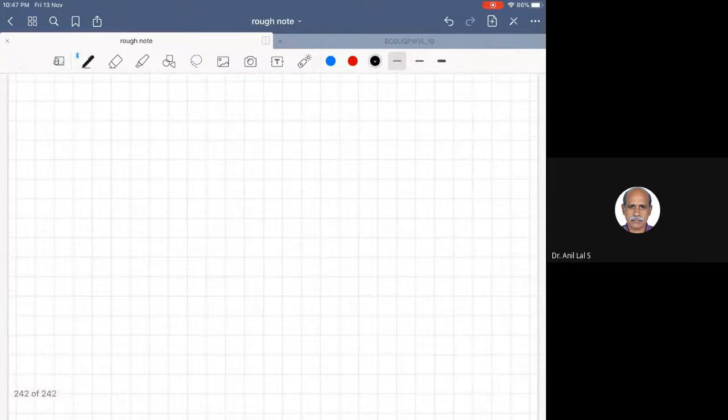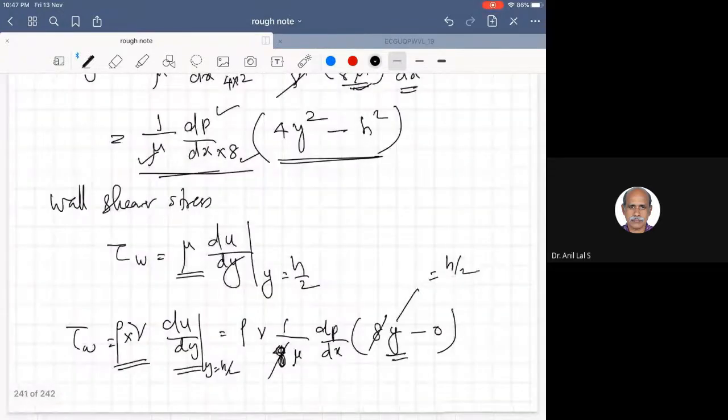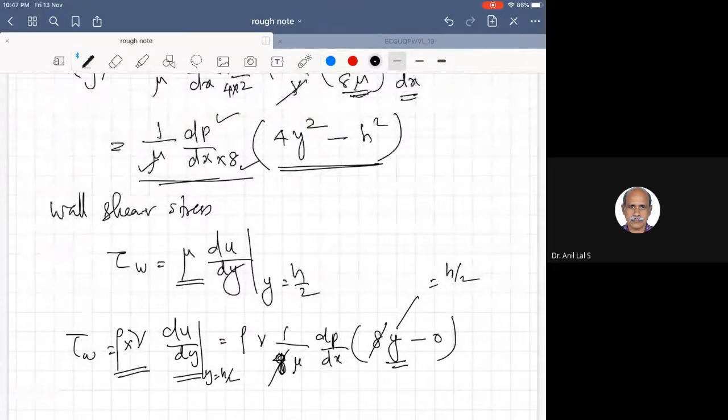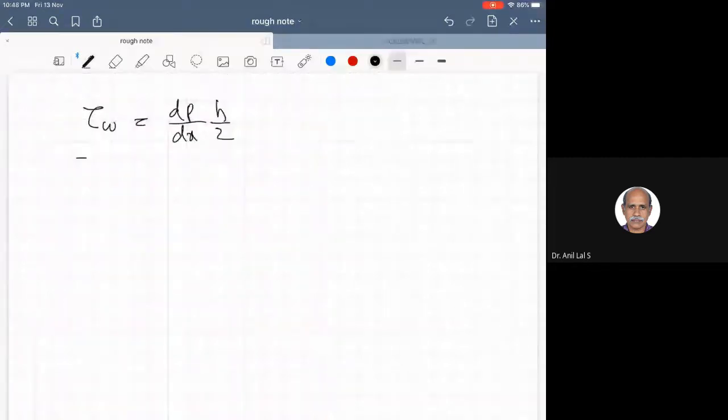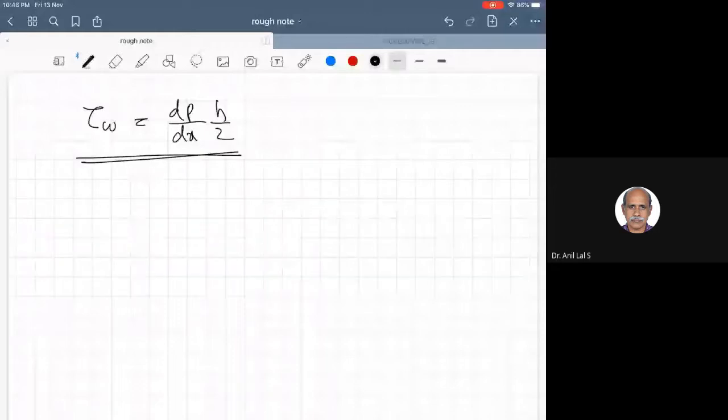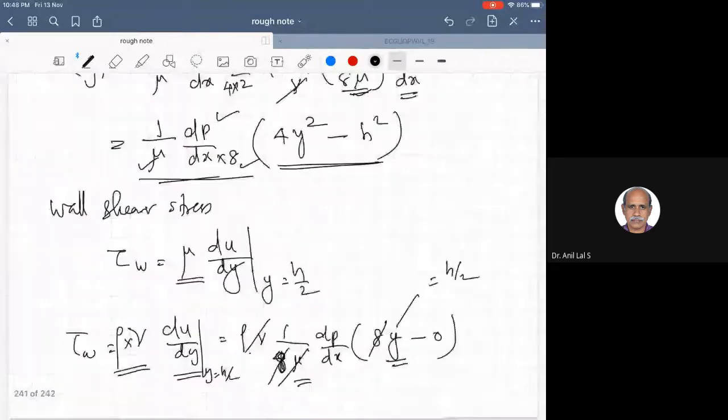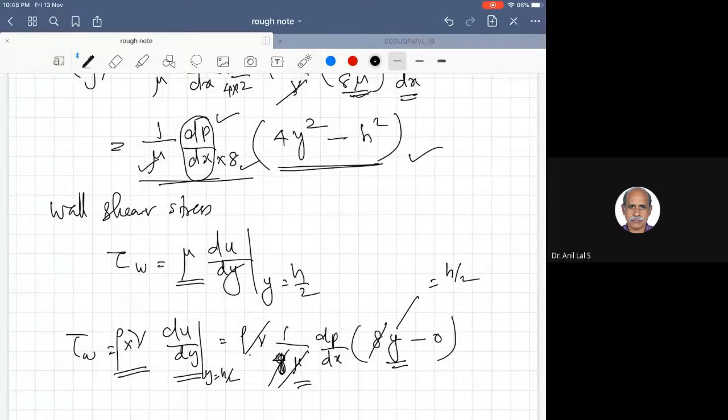So tau wall becomes rho nu by mu, and mu is rho nu, so essentially it becomes the same thing. It becomes dp by dx into h by 2. So this is the wall shear stress. So the wall shear stress, or the velocity, depends upon the input dp by dx.